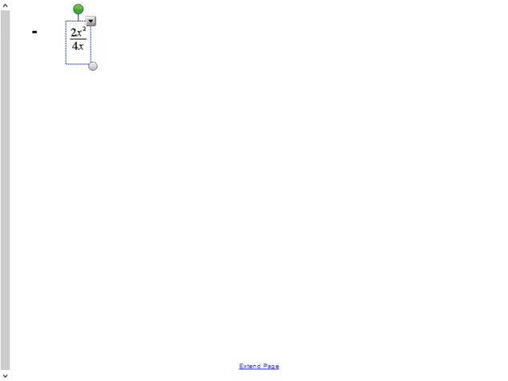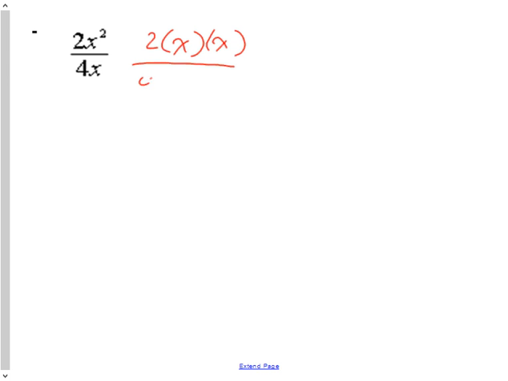This is a trickier one, and it does appear in your test, so please pay attention. When you have 2 times x over 4 times x, 2 over 4 will reduce down to 1 over 2, not 2 over 1. X over x will reduce down to 1 over 1. So 1 times x is x. 2 times 1 is 2. So our coefficient and our variable is x over 2.